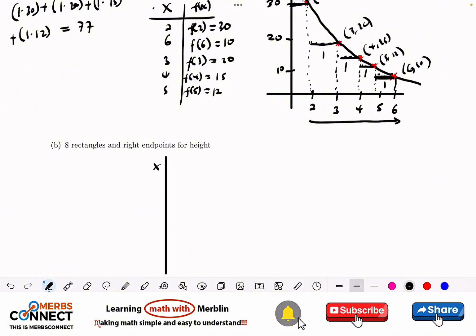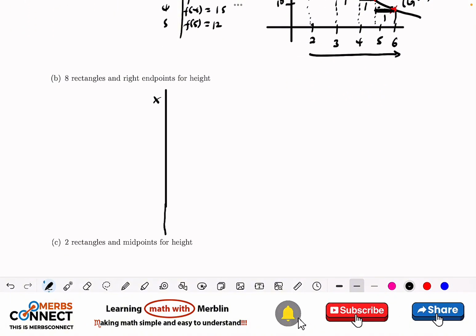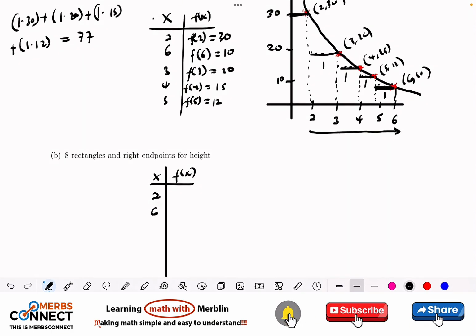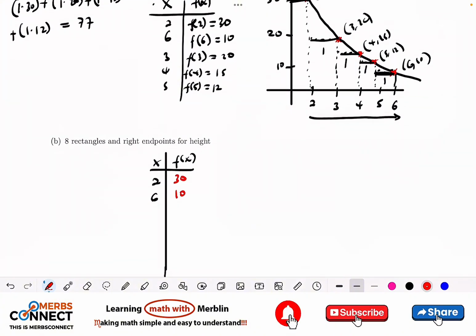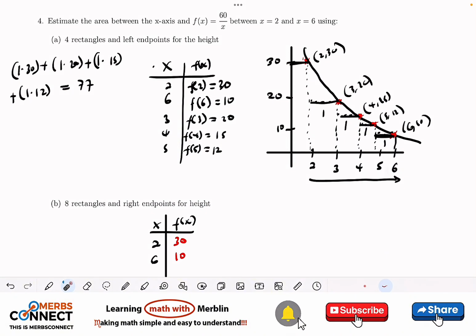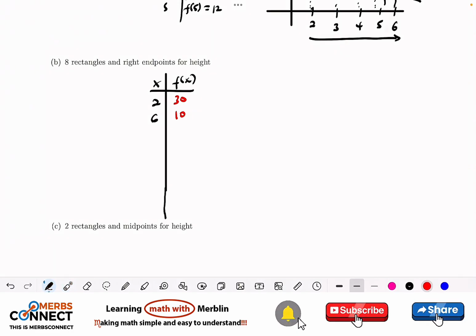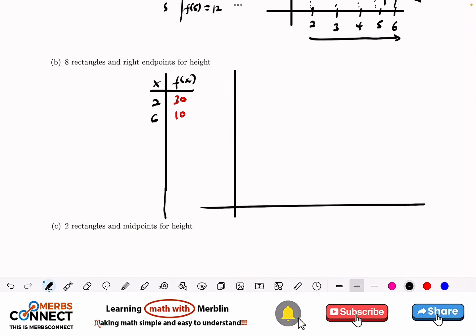So we need to have them here. So we have the f of x here. So we need to pick the endpoints 2 and 6. So 2 and 6, we saw that it's going to give us 30 and 10. So now let's try and divide it into 8. So when we divide into 8, remember, when I'm drawing the graph again, now I'm going to have this here, and I'm going to have this here. Now I have my 2, I have my 6.